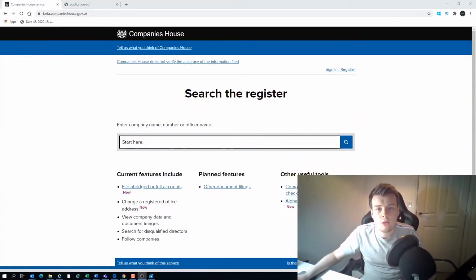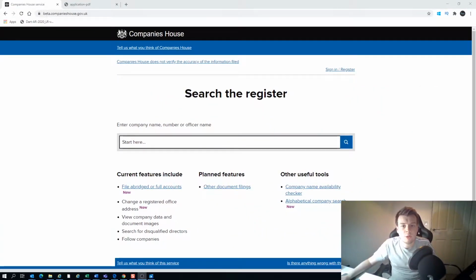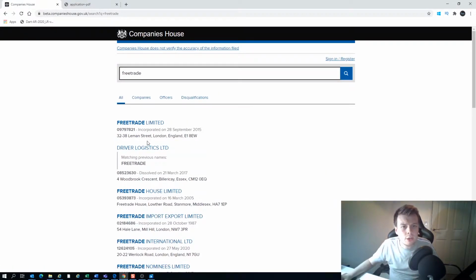So if we just minimize me down so you can see me, but you can also see what I'm doing on the screen behind. We can see that I am currently on the Companies House beta website, as you can see here. And effectively on here you can search for any company that is UK registered and has to file accounts. So we're going to just type in here Free Trade and away we go.